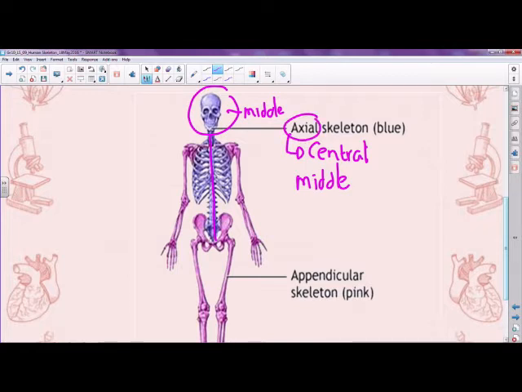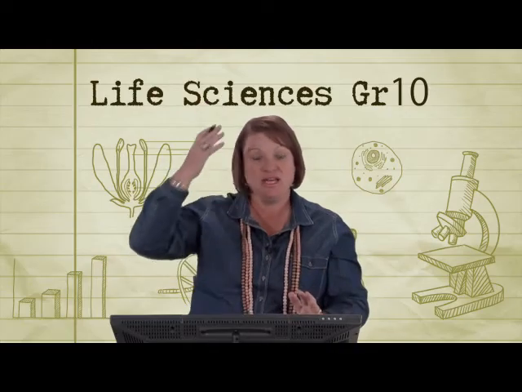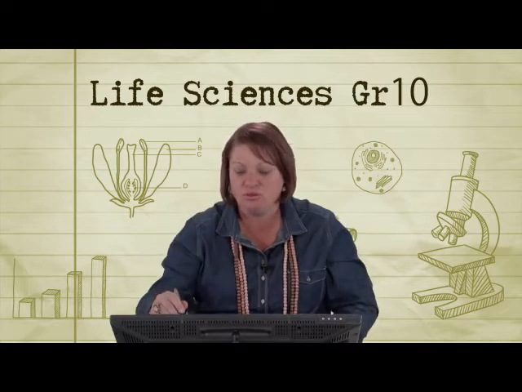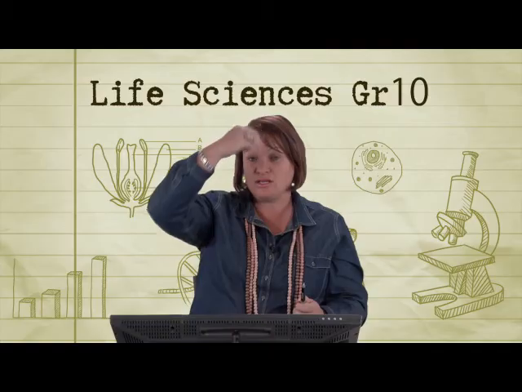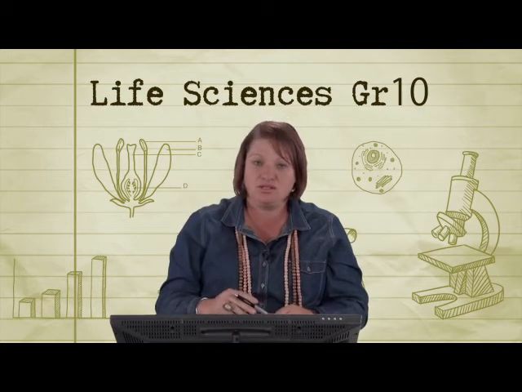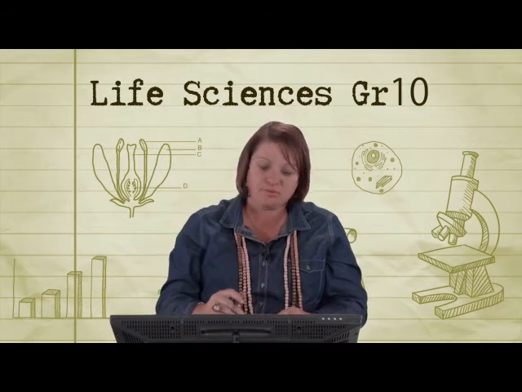Now, central: when we do the brain next year, not only is it literally in the center of our body, but what do we have inside our skull? We have our central nervous system. Central nervous system means literally the center of our body and the center of everything that is going to go on in our body.